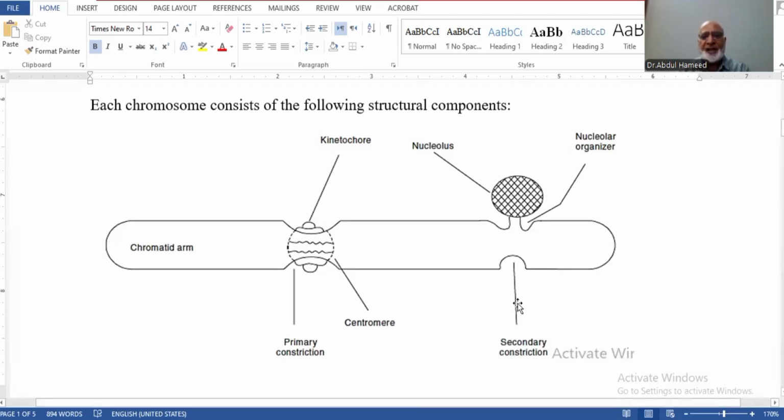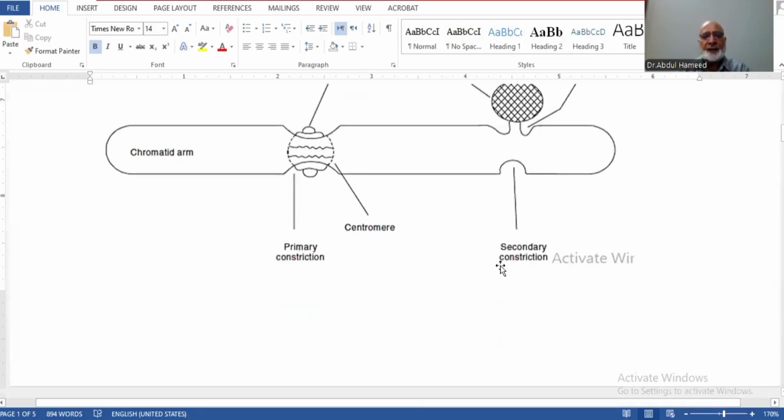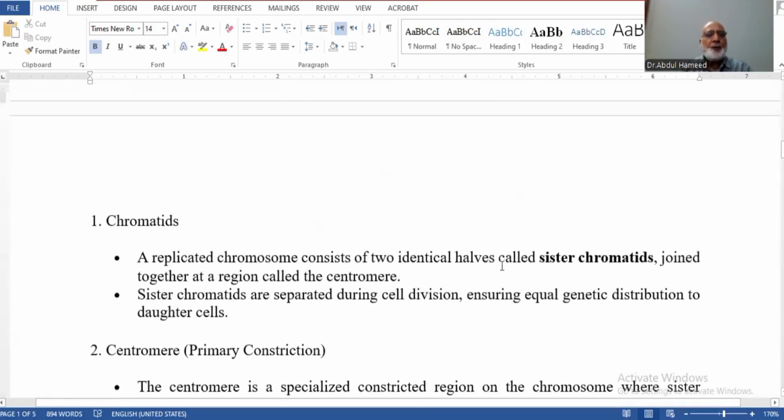Then comes the secondary constriction, which is not present in all types of chromosomes. It is present in some. Because this is a generalized chromosome, why not mention it? This secondary constriction has the nucleolar organizer, and this area forms the nucleolus because there are certain genes whose function is to synthesize ribosomal RNA. Ribosomal RNA formation is about 80% of the total RNA formation out of 100% of RNAs.